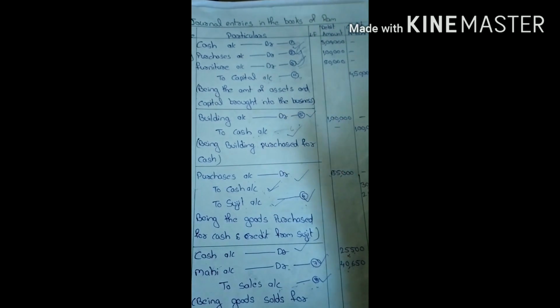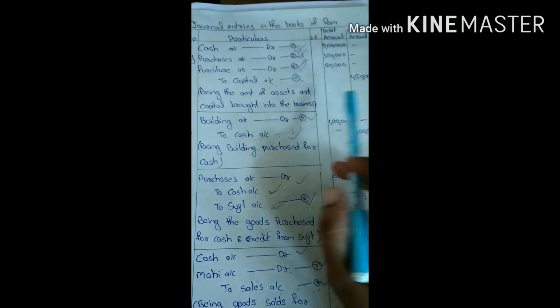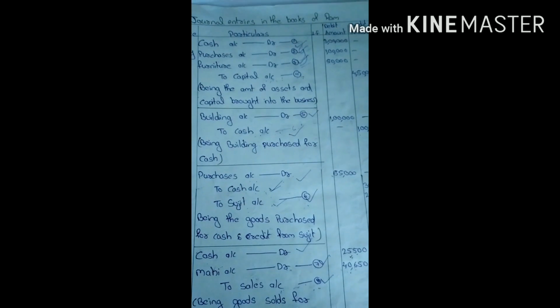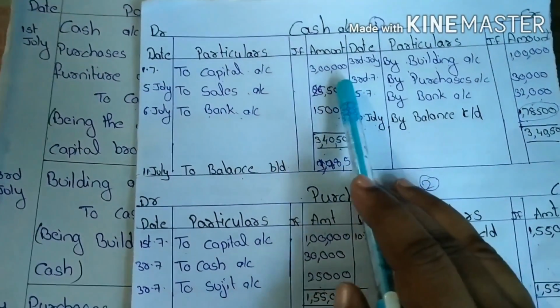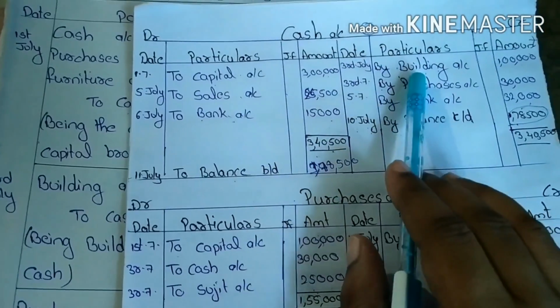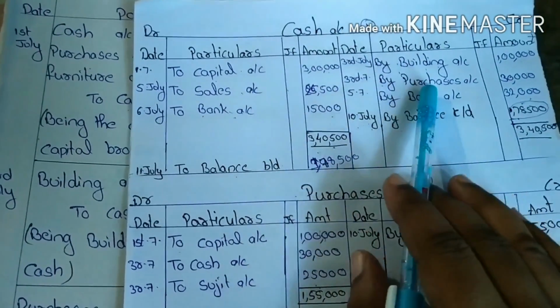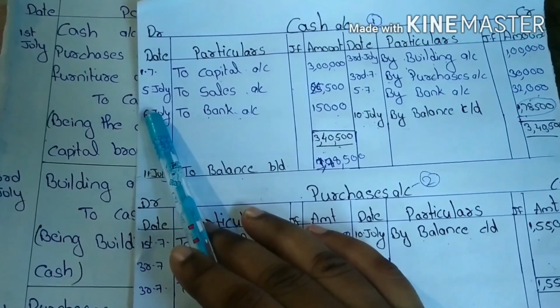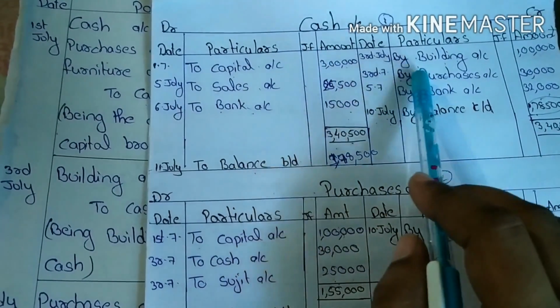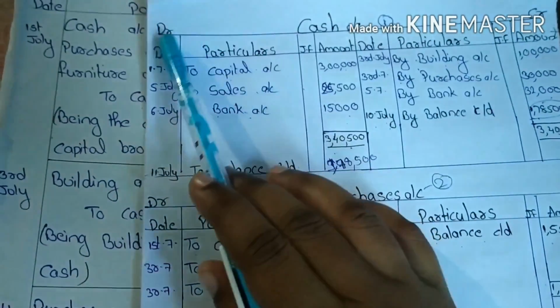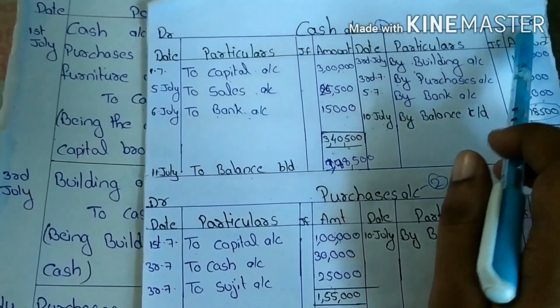So let's see them one by one in the ledger. Okay. This is the cash account that should be opened in the ledger, and this is the format. 8 columns should be opened: date, particulars, general folio, amount, then date, particulars, general folio, amount, with the top side being debit and credit.